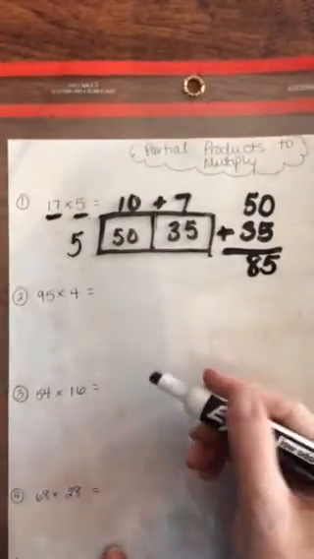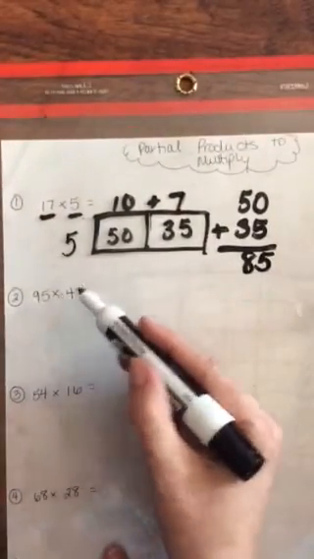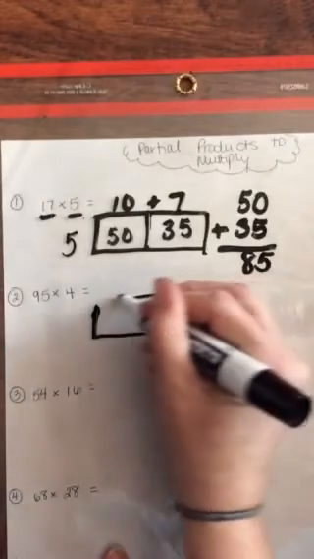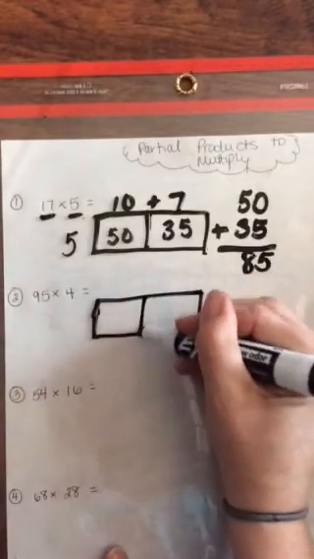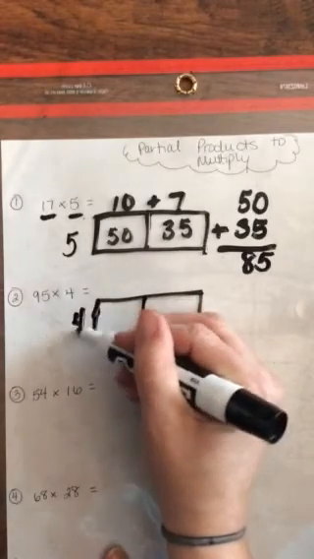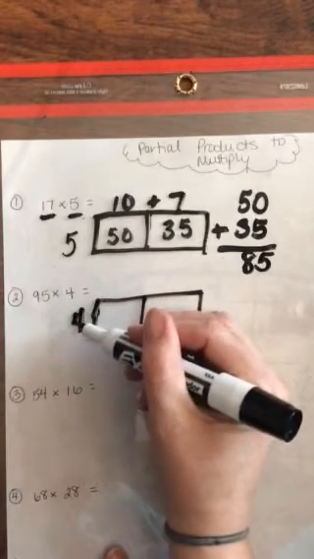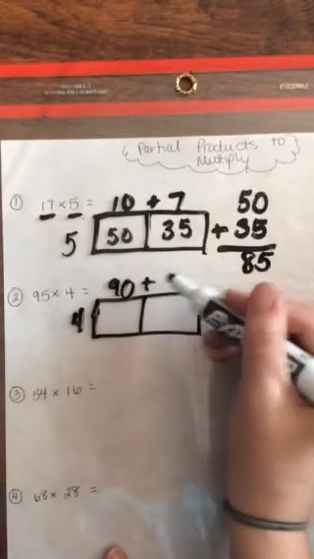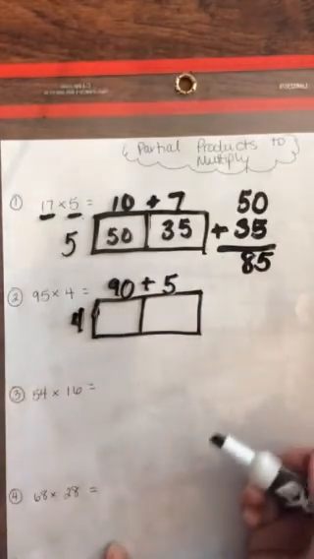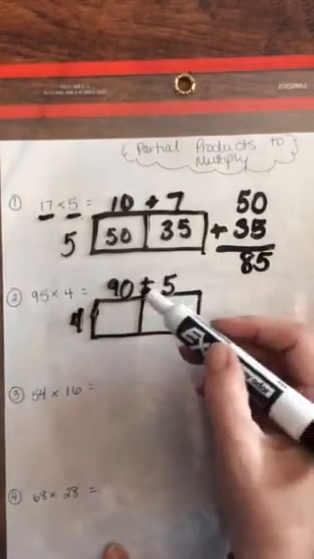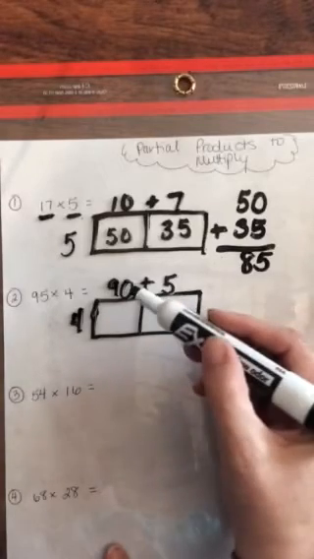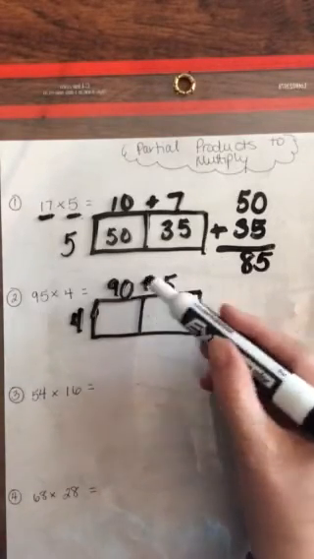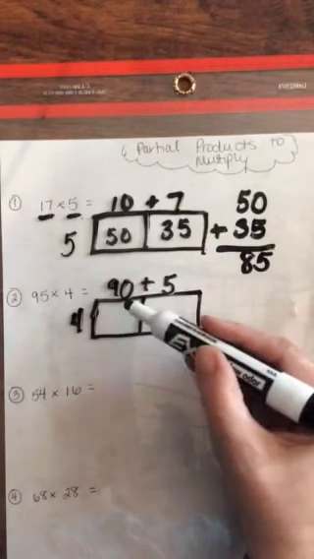On example number 2, again, I have a two-digit number and a one-digit number. So I'm going to draw my box again. 2 digits by 1 digit. So 4 is what I'm multiplying by. And I'm going to have 90 and 5. Now remember, I'm breaking it apart with the addition of the place values. I'm not really breaking it apart with its factors. So 90 plus 5 gets me 95.